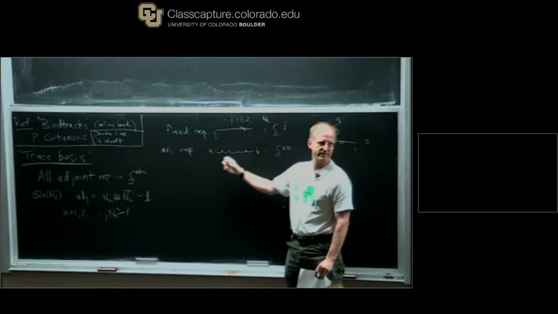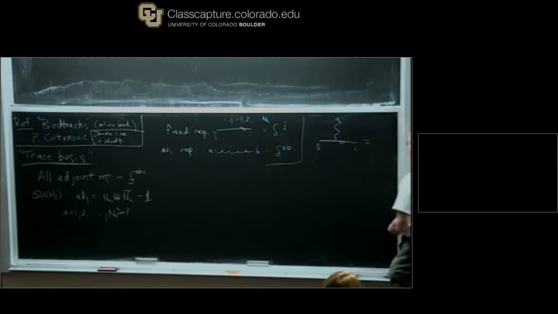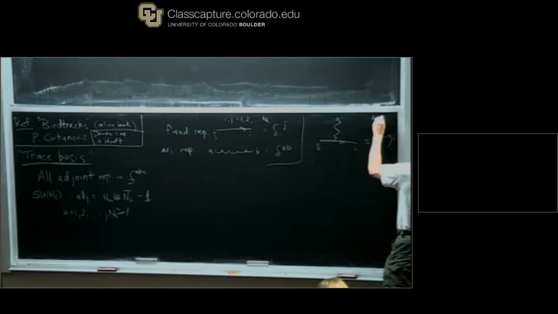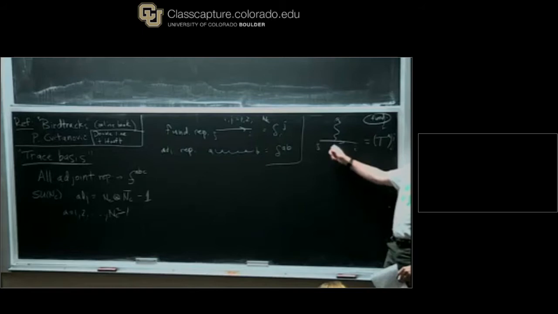So that's the quadratic part. And then for the interactions, this will be (T^a)_{ij}, and here, when I write T, I mean the generator in the fundamental representation, because that's what this line is. And this adjoint index coming off, this is how we write down the generator in the fundamental.